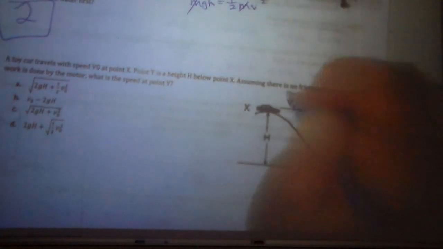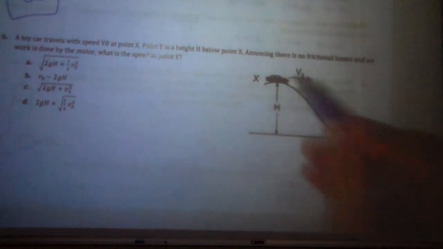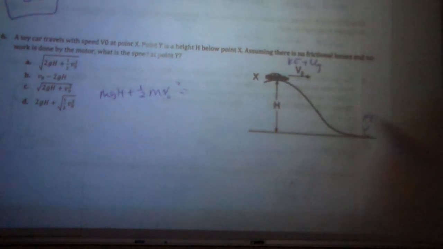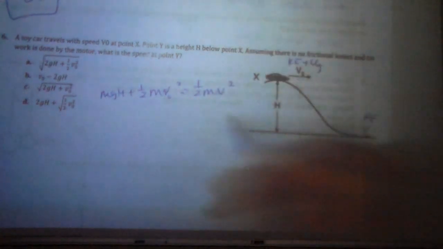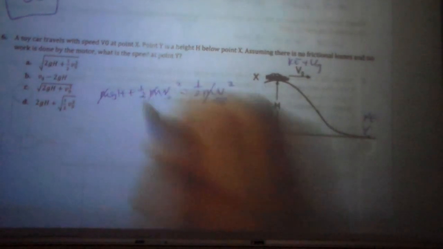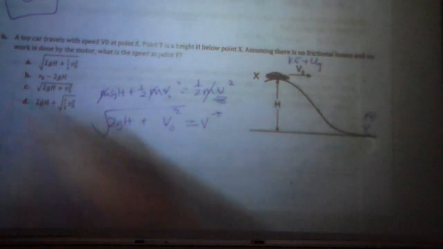No friction, so energy conserved, no work done by the motor, it's just coasting. What is the speed at point Y? This is point Y, by the way, it got cut off. So then I have mgh plus 1/2 mv naught squared, goes to, this is KE and potential, this one is just KE, goes to 1/2 mv squared. This is what I'm looking for, cross off your m. Multiply by 2. When you multiply by 2, this half goes away, this half goes away, and this one gets a 2. And then last step, square root. See?